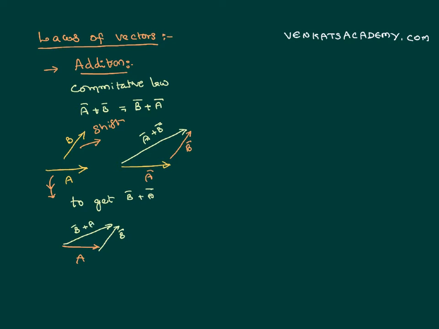It's very clear from the above discussion that it satisfies the commutative law, that a bar plus b bar is nothing but equal to b bar plus a bar. This way we can add vectors using a graphical method. It not only satisfies the commutative law like we have mentioned earlier, it also satisfies other rules like the associative law.